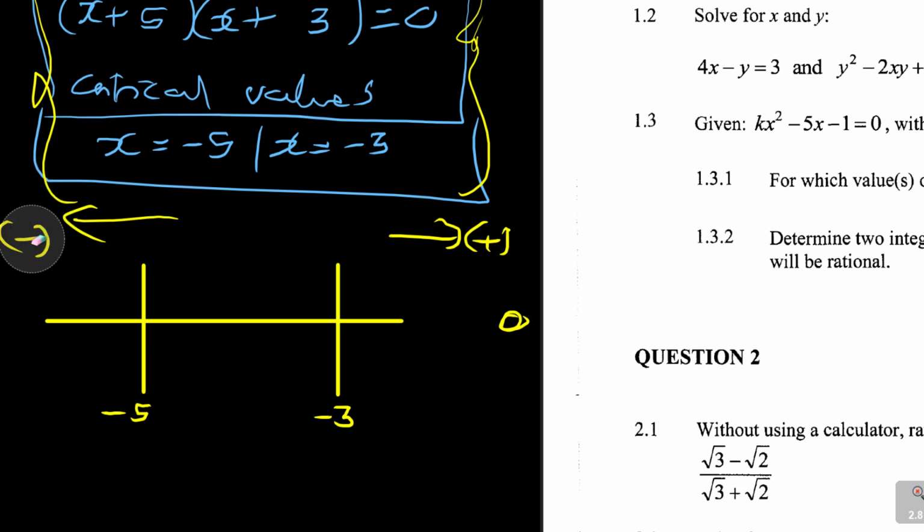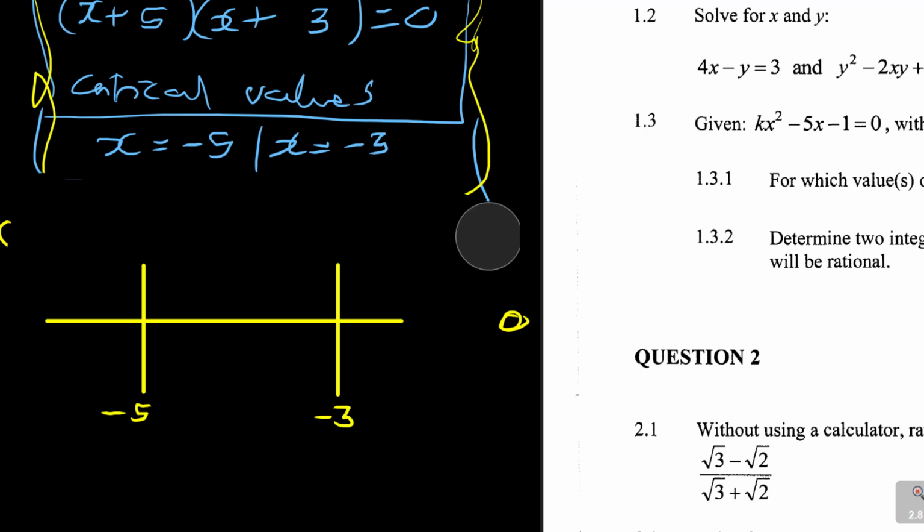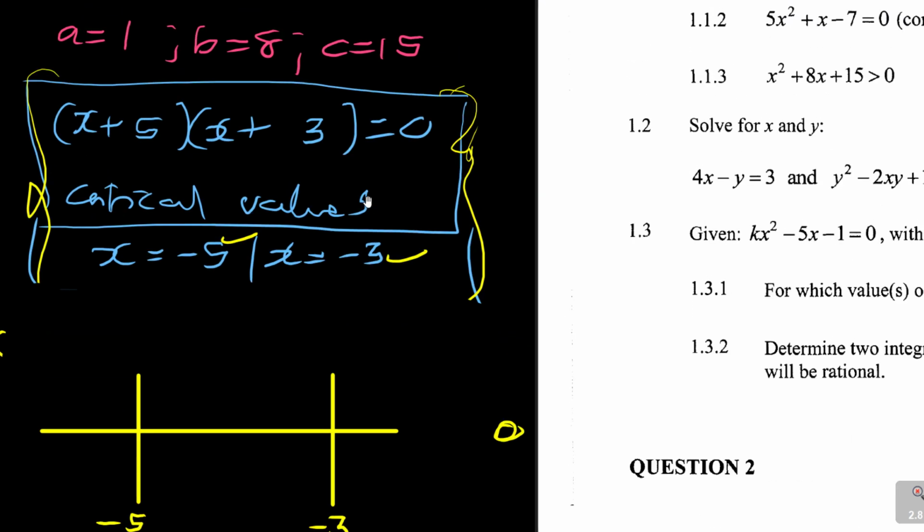From here, let me erase this now. They will mark you for the critical values, by the way. There is a mark for that. It's just 1 mark. But now when you have done that, you need to test your values.